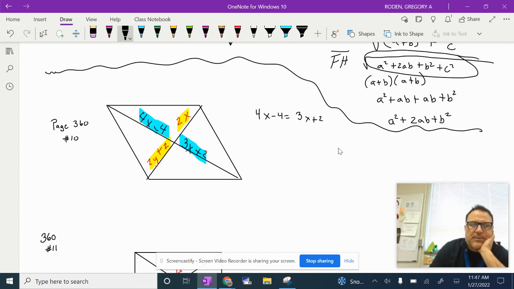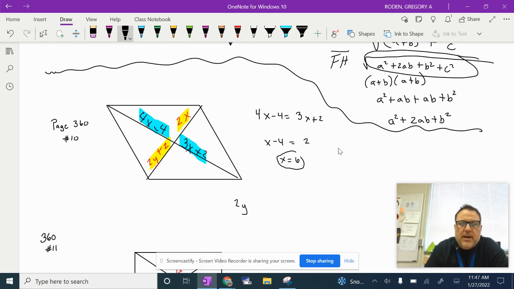And then we'll just subtract 3x from both sides. So that gives me x minus 4 equals 2. And then we'll add 4 to both sides. And so we get x equals 6, if I did my math right. All right, so now once we know that x equals 6, we can plug that x value into this yellow equation. So we can say that 2y plus 2 equals 2 times 6, which is 12, because x is 6, and the yellow ones bisect each other also.